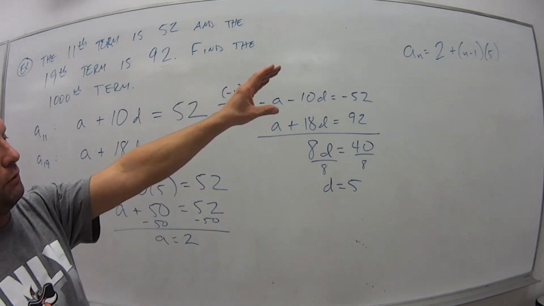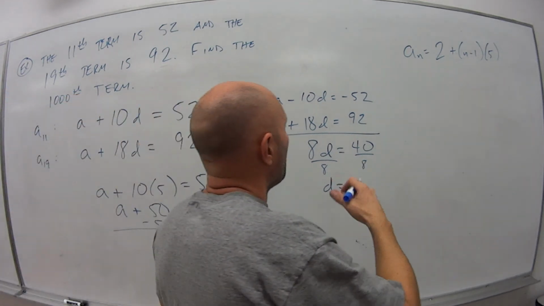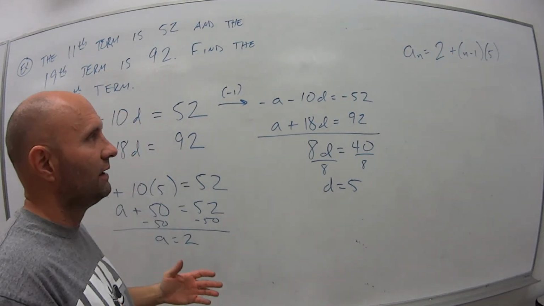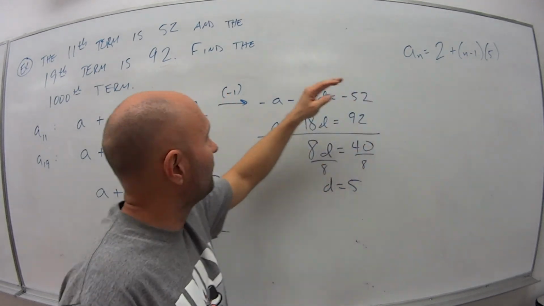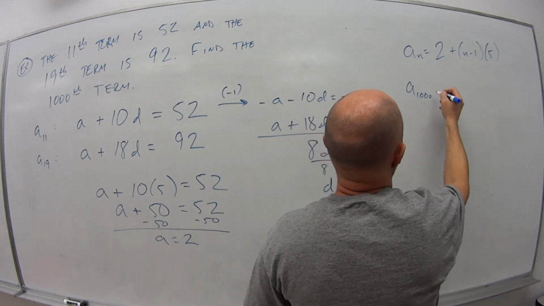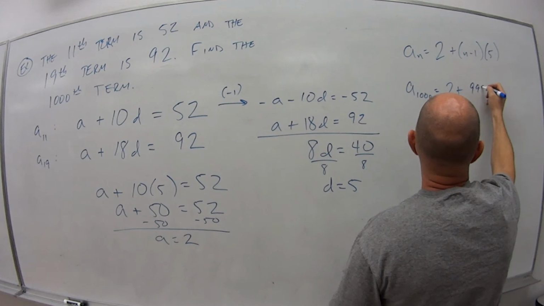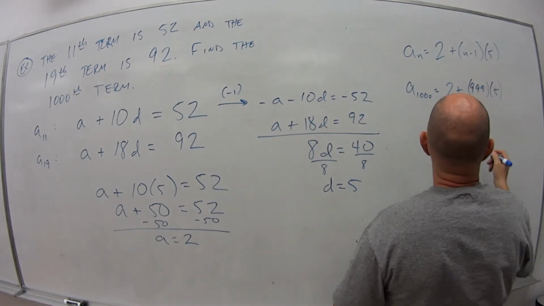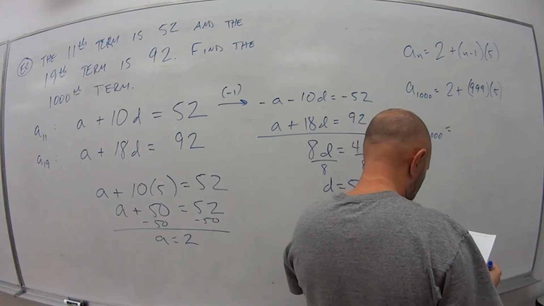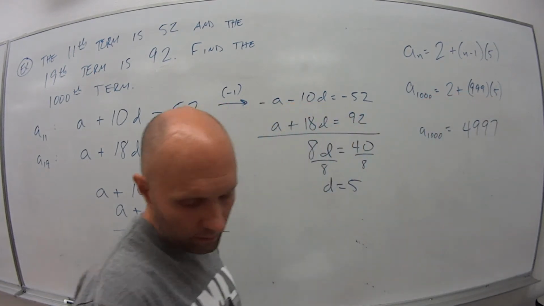So I've used the first sentence to help me figure out what's a and what's d. Now that I have it, I was able to figure out the general equation a of n, and then lastly I want to find the 1000th term. So again, make sure you're answering what's being asked. It's not asking what's the general equation, it's asking what's the 1000th term. So that means a of 1000 is 2 plus 1000 minus 1 is 999 times 5. So you do the multiplication and addition, and you get a of 1000 is 4,997.